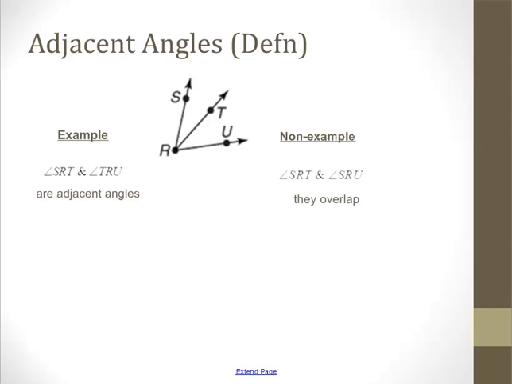So let's start with adjacent angles. We've got this picture here. An example of adjacent angles are SRT and TRU. The 2 small angles, if you were to cut it in half, those 2 small angles are adjacent angles. A non-example, something that isn't true, is SRT and SRU. SRT and SRU are laying on top of each other, so they can't be adjacent angles. They have to be completely separate angles that happen to share one line in the middle, one common ray.